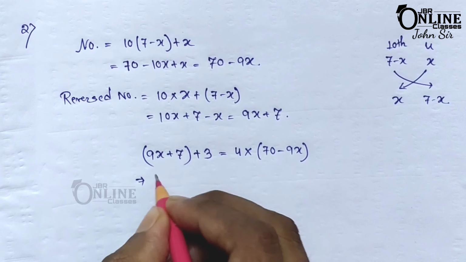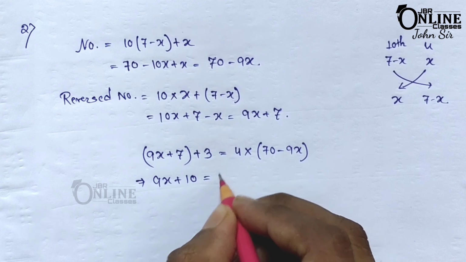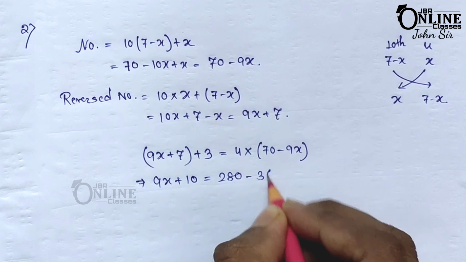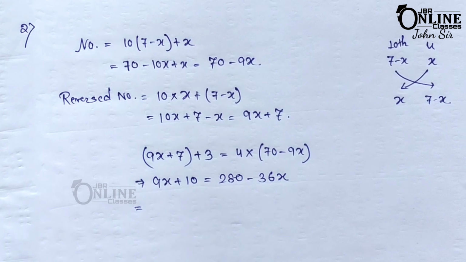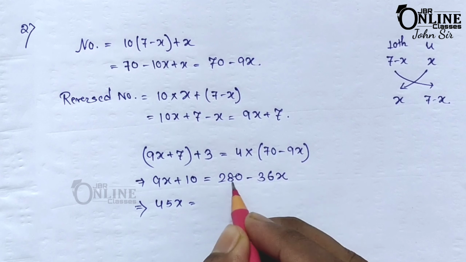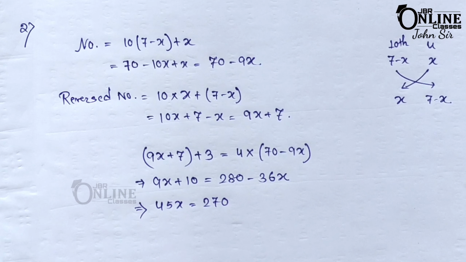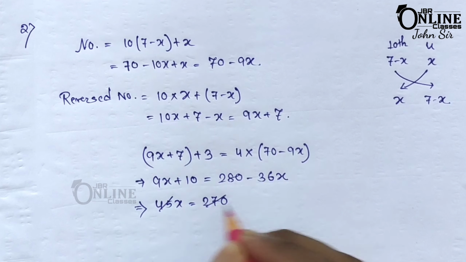So that means here 9x plus 7 plus 3, that is 10, equals 4 times (70 minus 9x), so it will be 280 minus 36x. Now first you have to add 9x plus 36x, that means 9 plus 36, it will be 45. So 45x equals 280 minus 10, that means 270. So now 270 divided by 45 equals 6.